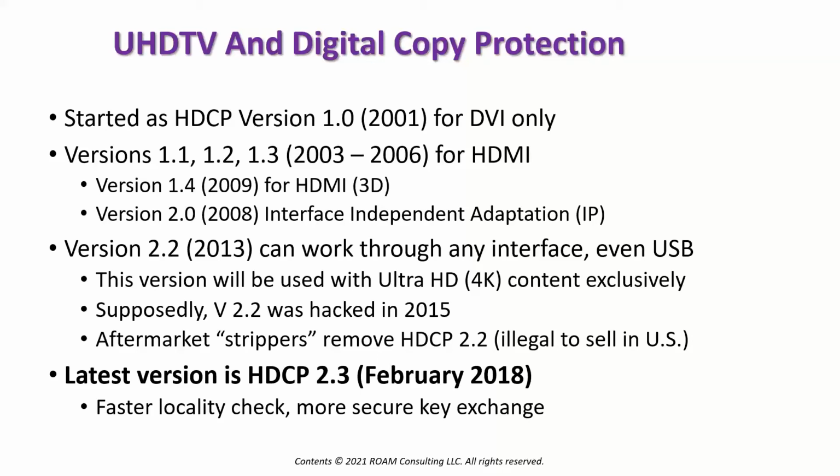And then, of course, aftermarket strippers came into the market that will remove copy protection. Of course, it's illegal to sell those things in the United States because that defeats the purpose of copy protection. So the latest version of HDCP is 2.3. This was introduced in February of 2018. It has a faster locality check and a more secure key exchange.